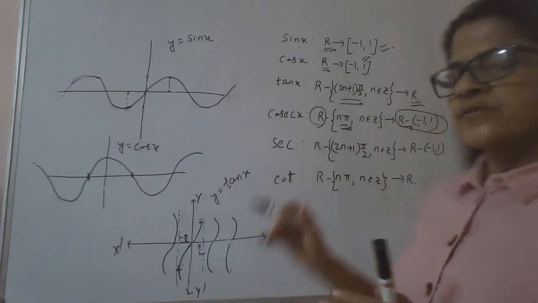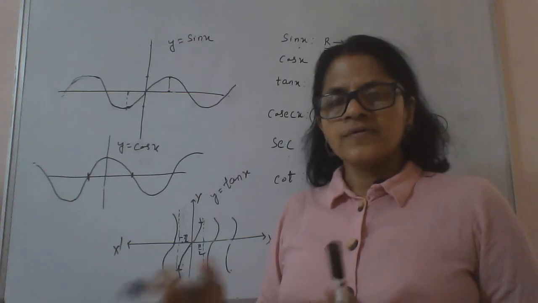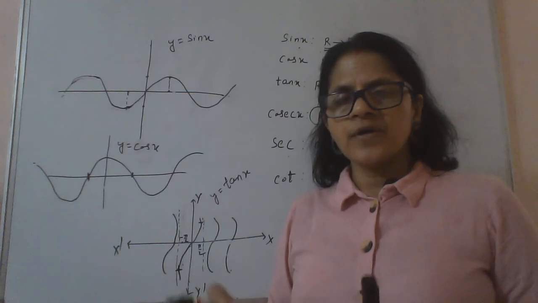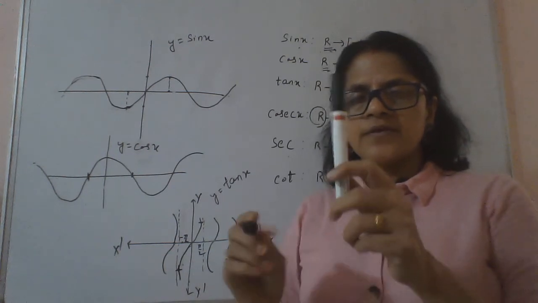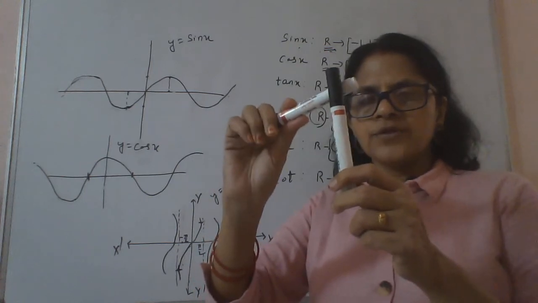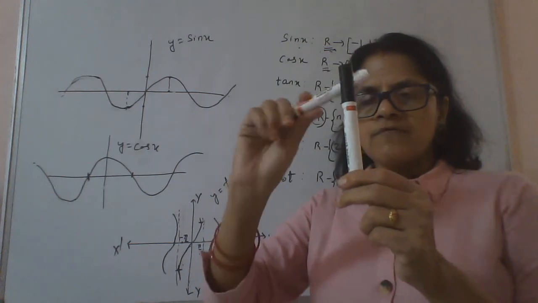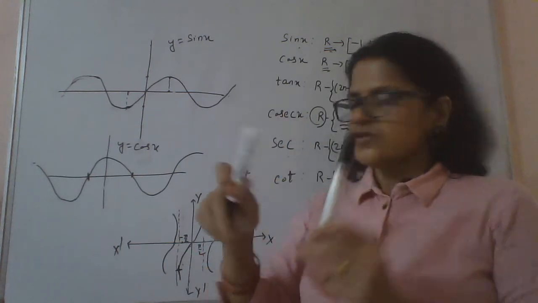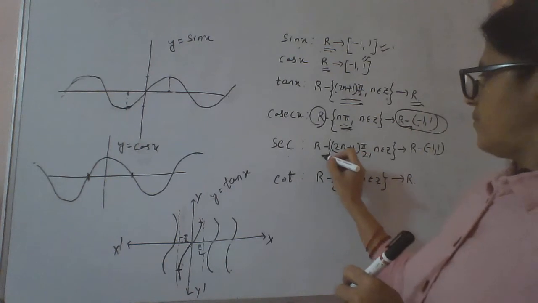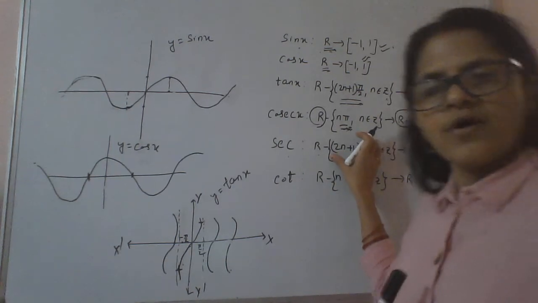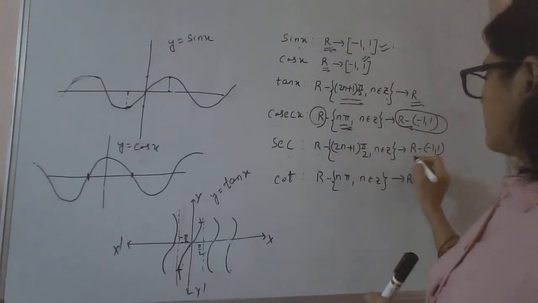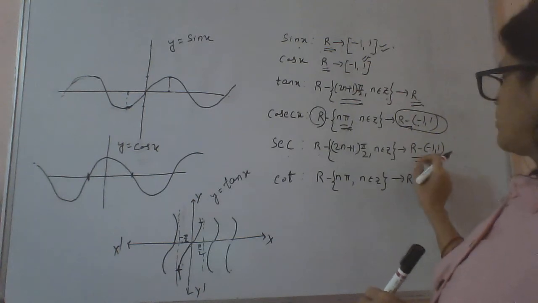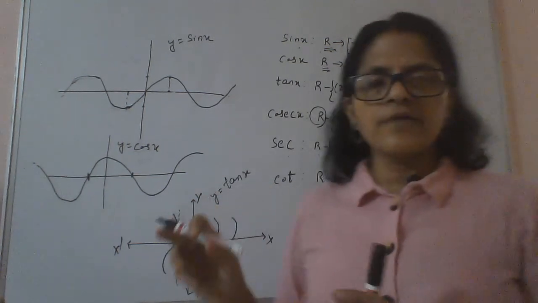Similarly, sec x will not be defined where cos x is 0, and cos x equal to 0 means x is (2n plus 1) times pi by 2. It means if you take this as the y axis, cos pi by 2 is 0, cos 3 pi by 2 is 0, 5 pi by 2 is 0, 7 pi by 2 is 0, like this. So basically for sec x, the domain is the set of real numbers except odd multiples of pi by 2, and again like your cosec x, for sec x the range is also the set of real numbers except -1, 1.